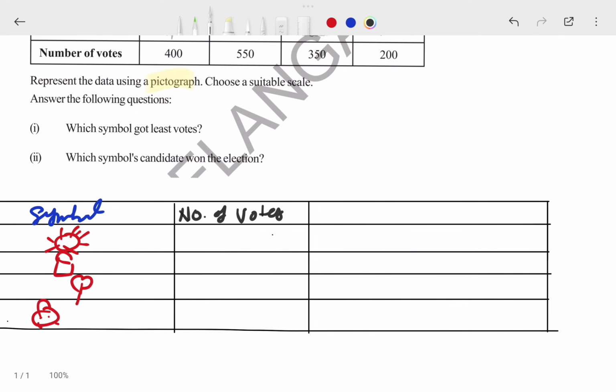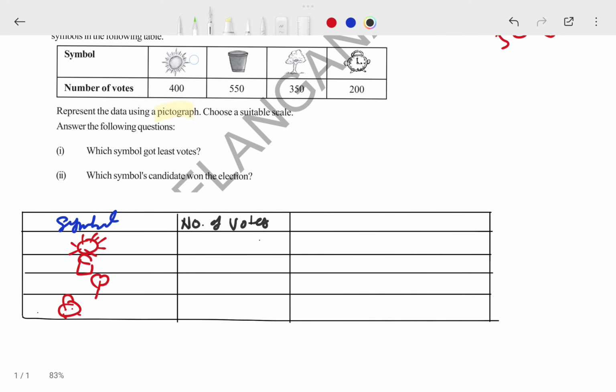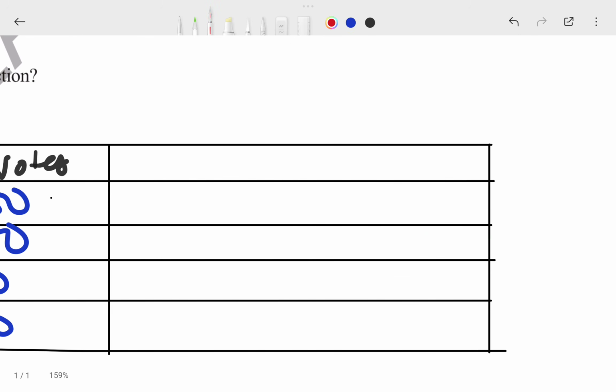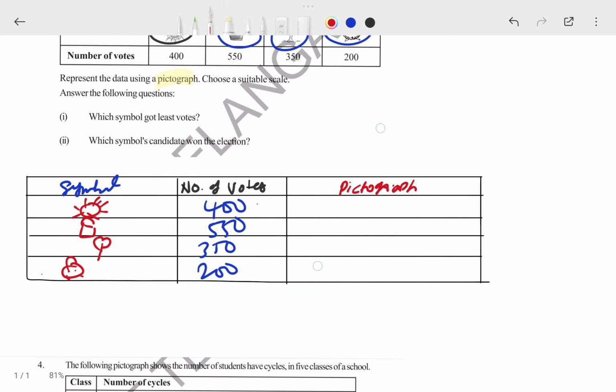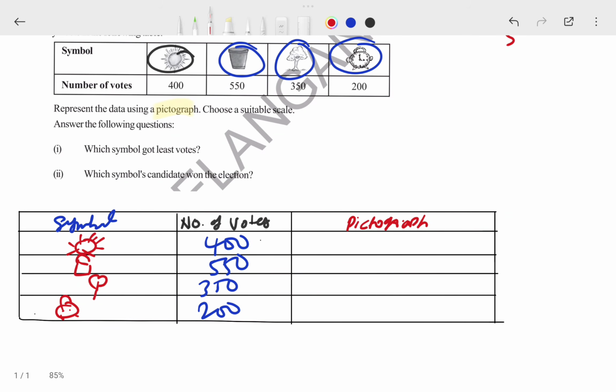So how many votes were given to the sun? 400 votes. So write 400 votes for the sun. For the bucket, 550 votes are given. For the tree, 350 votes are given. For the clock, only 200 votes are given. Now we have to create the pictograph. Will you create an image for every vote? No, we have to create a pictograph with a suitable scale.